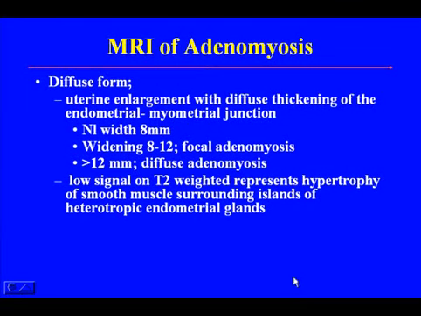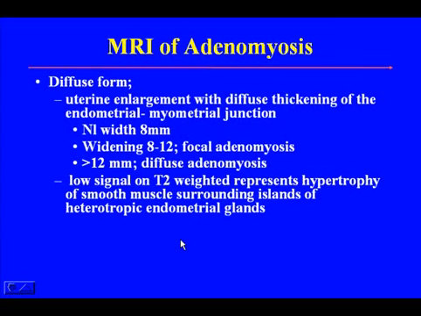We know that MRI has a very high sensitivity and specificity for diagnosing adenomyosis. The diffuse form of adenomyosis is seen on MRI as a uterine enlargement with diffuse thickening of the endomyometrial junction. Normally, the endomyometrial junction's width is about 8 millimeters. When it's widened greater than 12 millimeters, it usually represents diffuse adenomyosis. Endomyometrial junction of 8 to 12 millimeters is sometimes associated with focal adenomyosis.